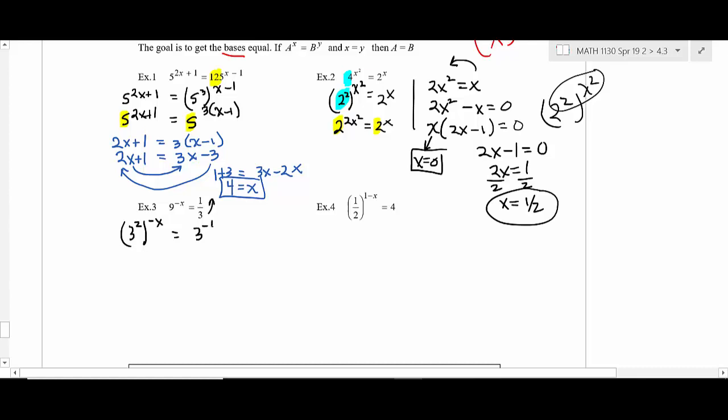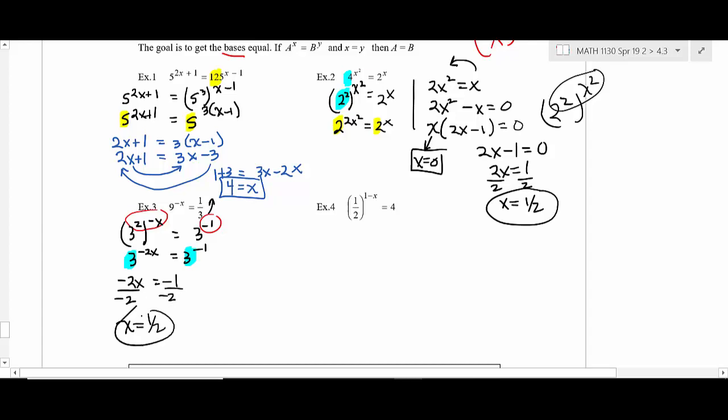Because your goal is to have 3 as your base on both of those, okay? All right, same idea applies. Those exponents get multiplied. So what you would have is 3 to the negative 2x equals 3 to the negative 1. Now you're ready to set your exponents equal to each other. So again, the goal is always on the problem is the bases are the same. Now the exponents have to be the same. So we say negative 2x equals negative 1. And then divide by negative 2, so you would get x equals 1/2 would be the answer to that problem.